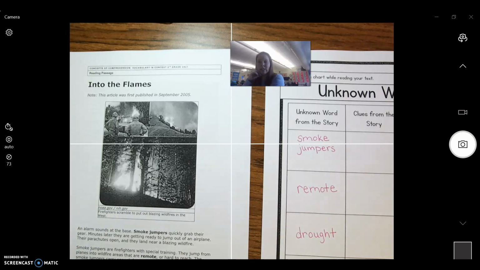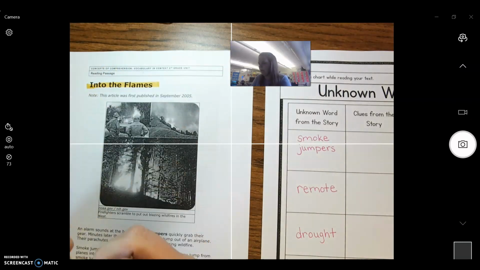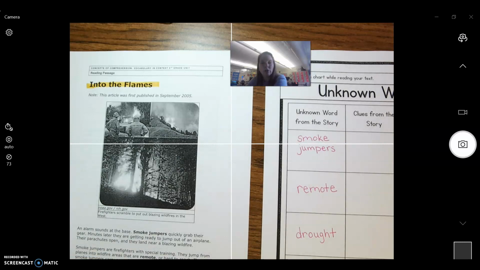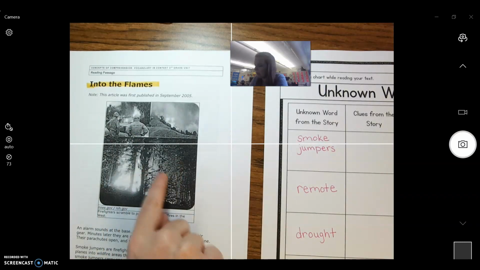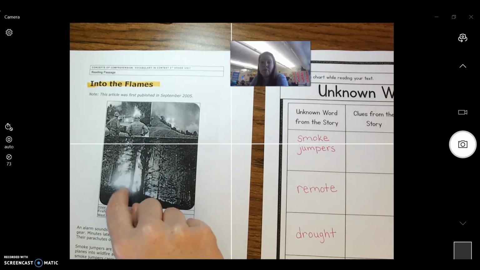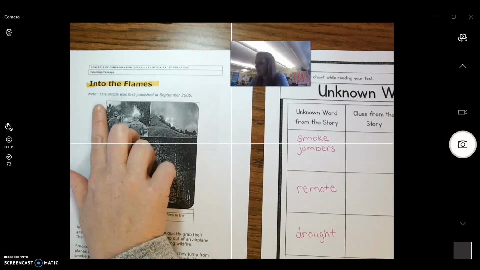So I know the first thing I need to always do is look at the title. I'm going to take my highlighter and highlight my title. It says Into the Flames. I'm also going to look at pictures. Remember, pictures are clues that can help us understand the story. Here I see firemen, I see a forest, and I know it's in black and white, but these are actually fire, like flames as in a fire. So it says Into the Flames.